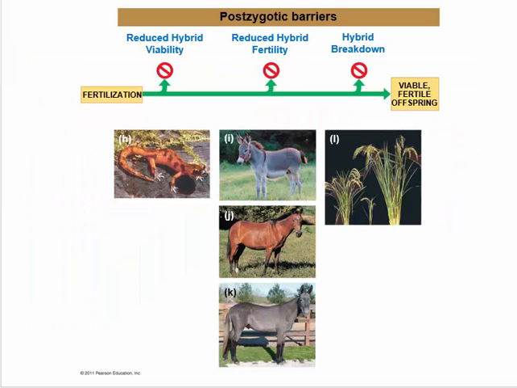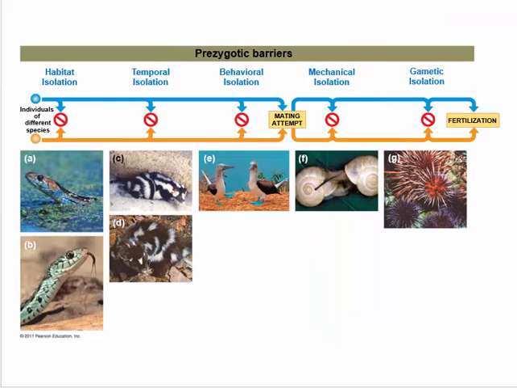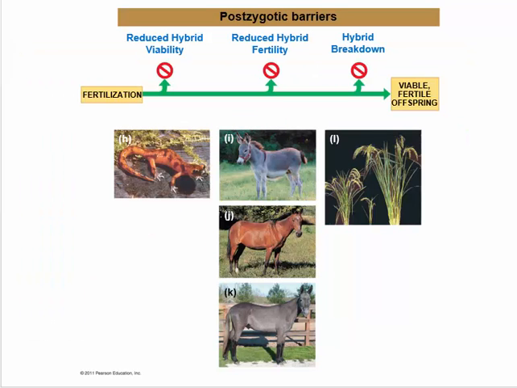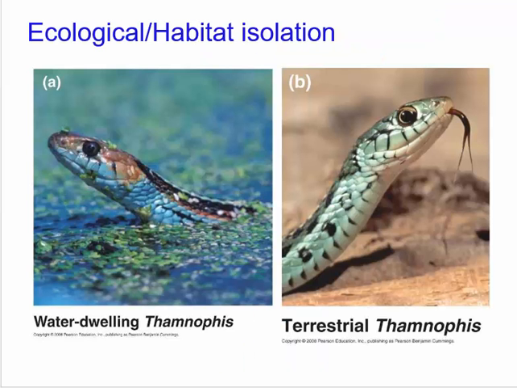But there are also barriers that are post-zygotic. So think about hybrids. Sometimes a fertilization event can occur, but it doesn't necessarily result in viable, fertile offspring. If it does, that would suggest that you're not dealing with different species and there isn't a barrier. So the barriers are getting lower and lower as we move down from pre-zygotic to post-zygotic barriers. So let's talk about the pre-zygotic barriers first.